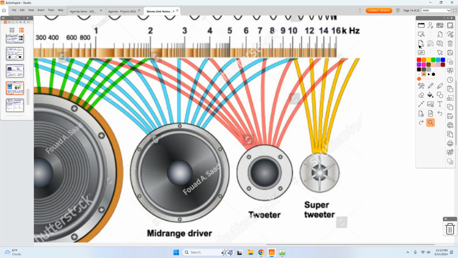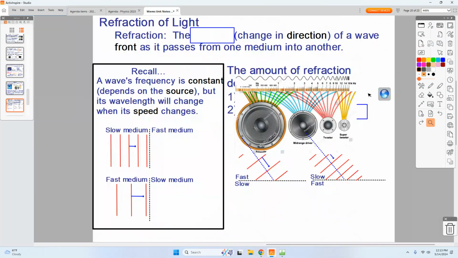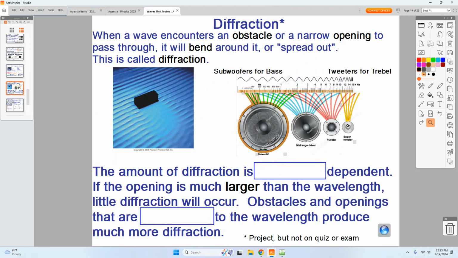And so that again has to do with diffraction. So how much the wave sort of spreads out. The amount of diffraction is wavelength dependent. So how much diffraction you get depends largely on how big that object is in relation to the wavelength. Obstacles and openings that are comparable to the wavelengths will produce more diffraction. Again, you're not going to see this on a quiz or an exam, but this has to do with the spreading out.